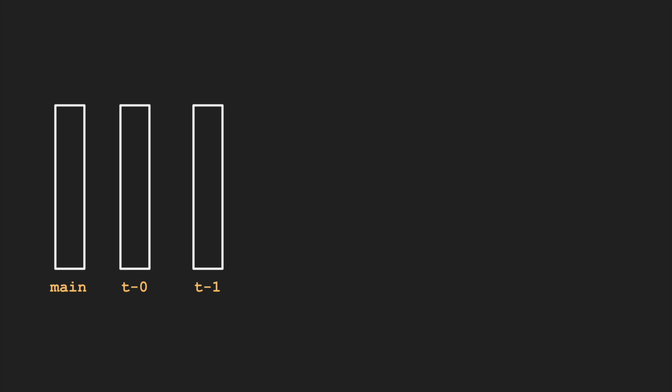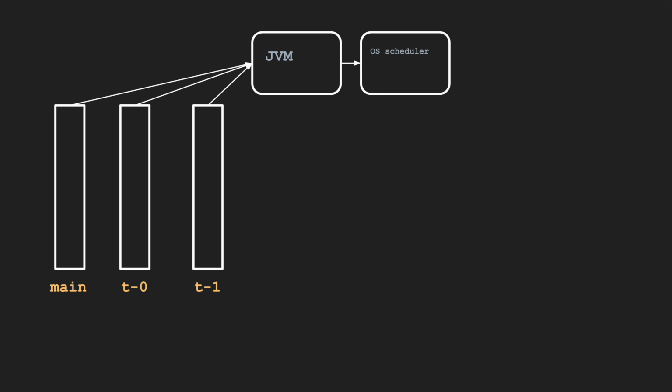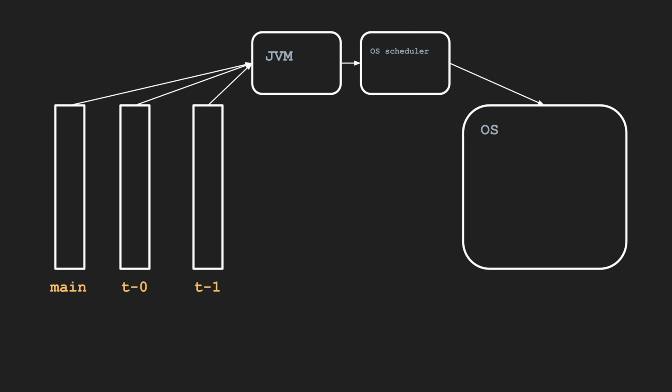So how does it work under the hood? We have three threads created by the JVM, and the JVM hands them to the operating system scheduler to schedule those threads on the operating system. So each thread is mapped to an operating system thread using the OS scheduler. That's called multithreading.